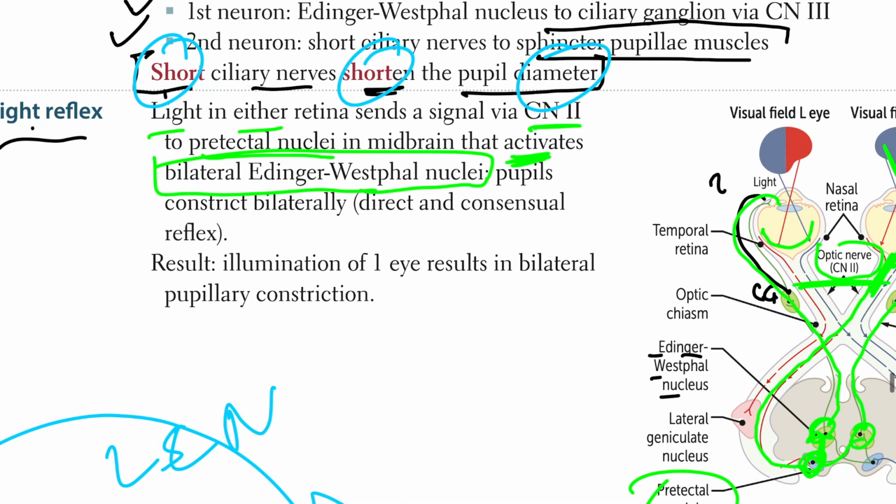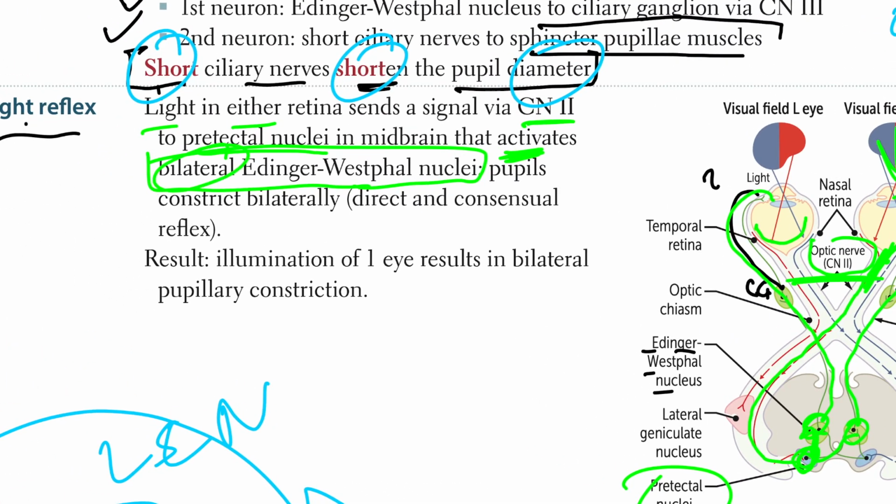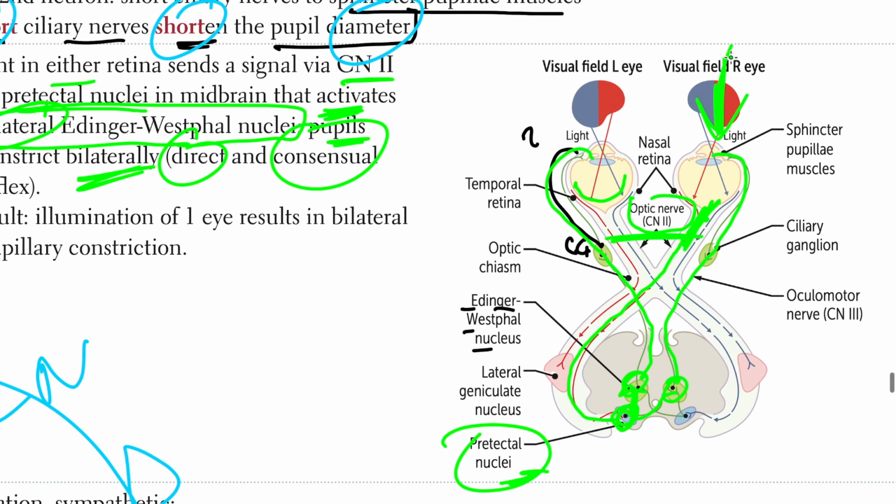So let's just read this. Bilateral Edinger Westphal nuclei, pupil constrict bilaterally. That's normal. It's called direct and consensual reflex, meaning when you shine the light in one eye, that's direct constriction of the pupil. That's direct reflex, right? But the other eye automatically constricts the pupil. That's called consensual reflex now. Okay.